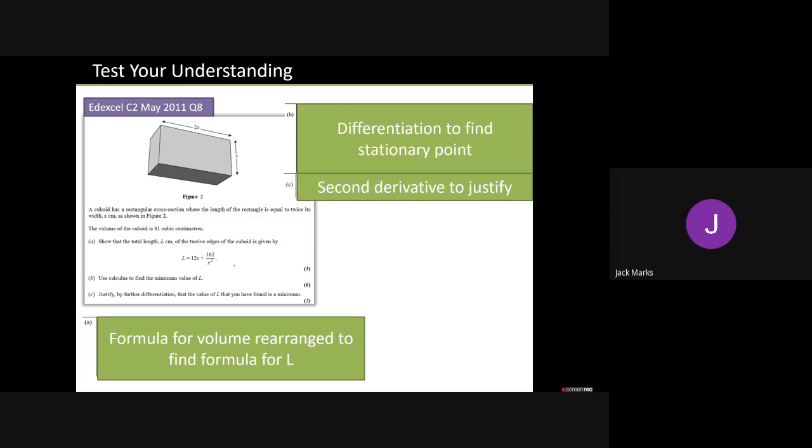Okay, so the length of the edges, so the volume, the rectangular. You need to use all of this information here to come up with something. So the volume is 81. If I were you, I would do volume equals. A cuboid has, I'll just read this quite carefully. So that's 2x and x. The length of the 12 edges is given by this one here.